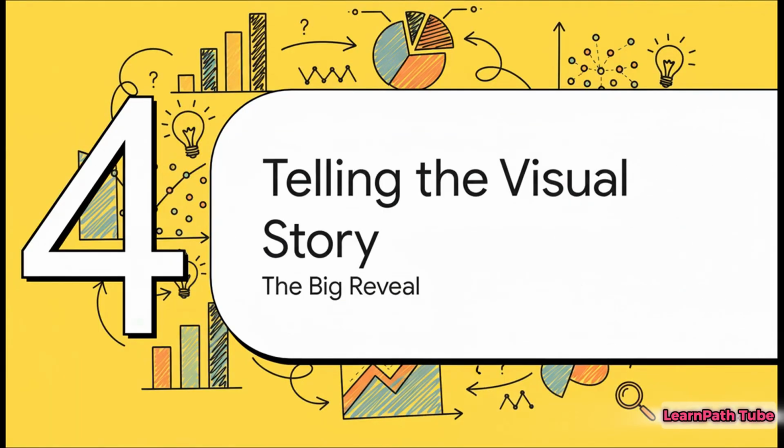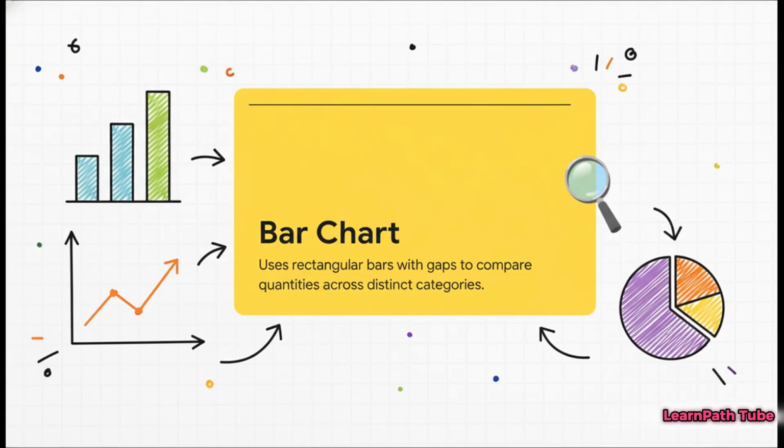And now for my favorite part, the big reveal. We've got our organized data, and it's time to transform it into something powerful, something memorable, and something incredibly easy to understand. It's time to tell a visual story. Let's start with an absolute classic, the bar chart. Its whole job is to compare things that fall into separate, distinct categories.